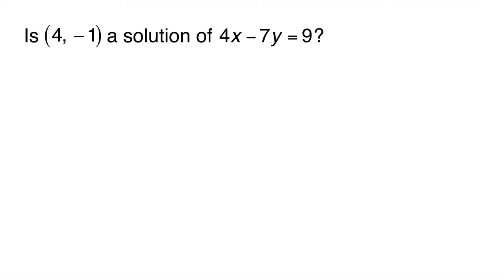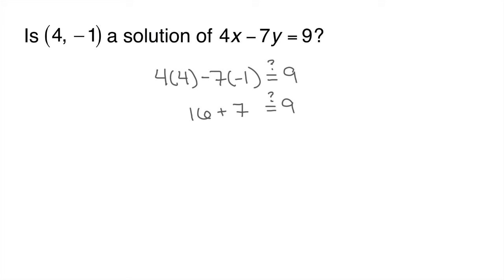Our x-coordinate is 4 and our y-coordinate is -1, so we'll substitute 4 for x and -1 for y in the given equation. We have 4 times 4 minus 7 times -1, and we're checking to see if that is equal to 9. On the left side, when we multiply, we have 16 plus 7, and on the right side, we still have 9.